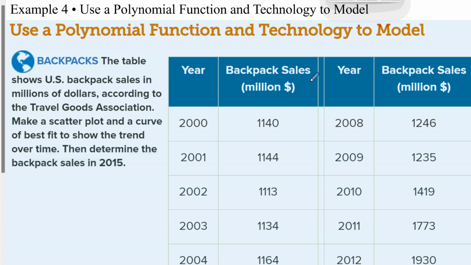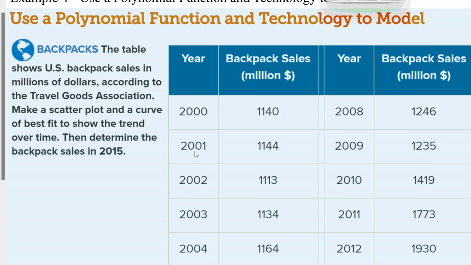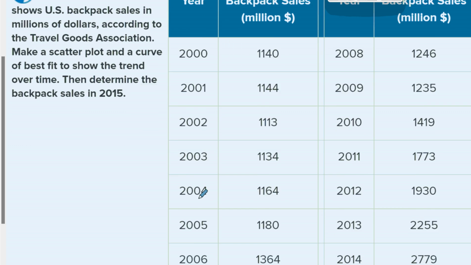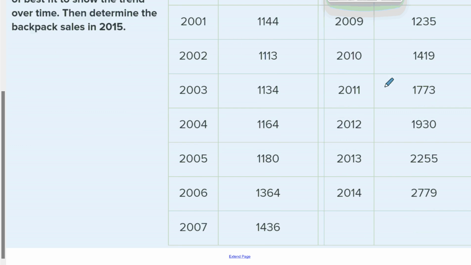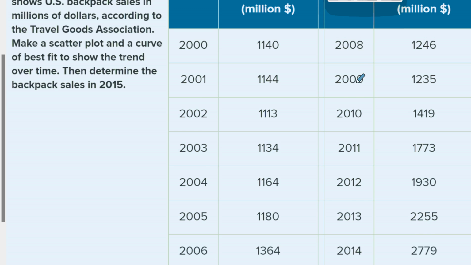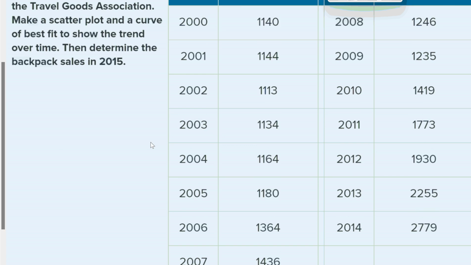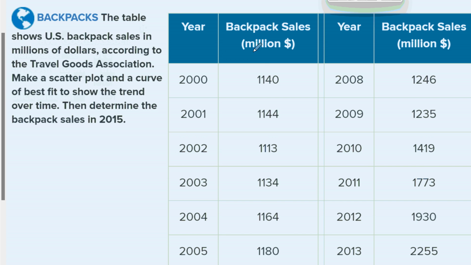Chapter 2, Module 2, we're looking at example number 4. We're going to use a polynomial function and technology to model some data here. So this is the year: 2000, 2001, 2004, all the way to 2007. Then over here it starts another 2008, 2009, all the way to 2014. And then this column is the backpack sales in millions of dollars.